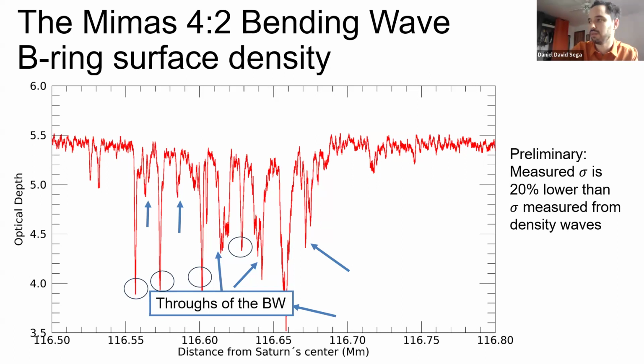Or something like what's happening in the Mimas bending wave, where I said, well, the sigma is lower because there's motion of particles away from the bending wave. But anyway, the interesting thing is that the surface density of the U-ring, according to this wave, is lower than previously expected. And why that is, also what is this strange structure seen here, is also an open question.